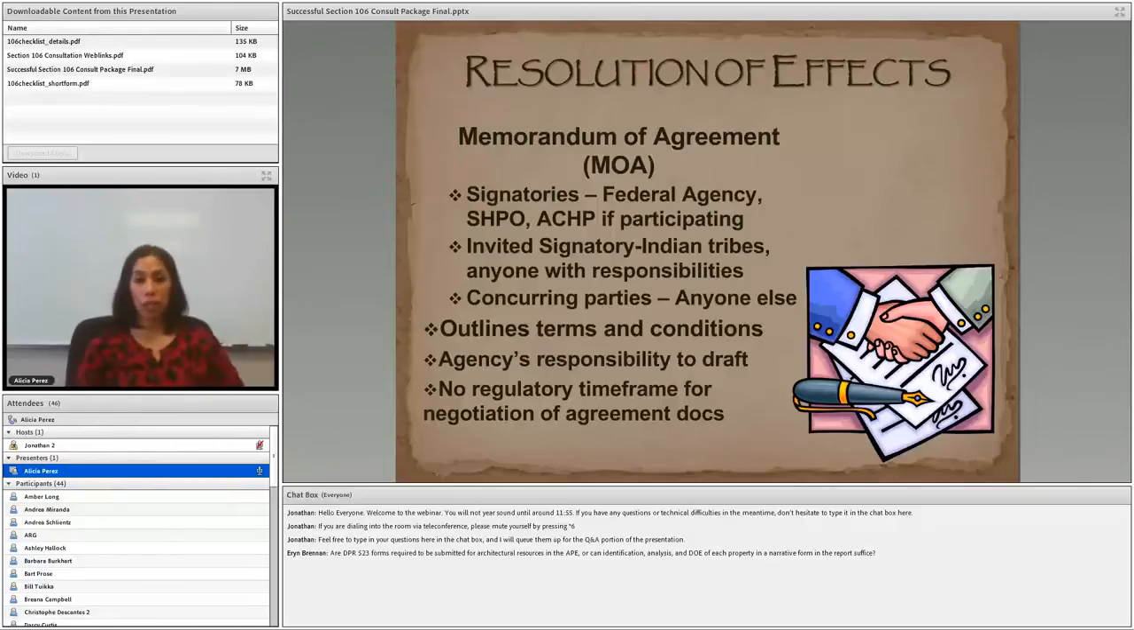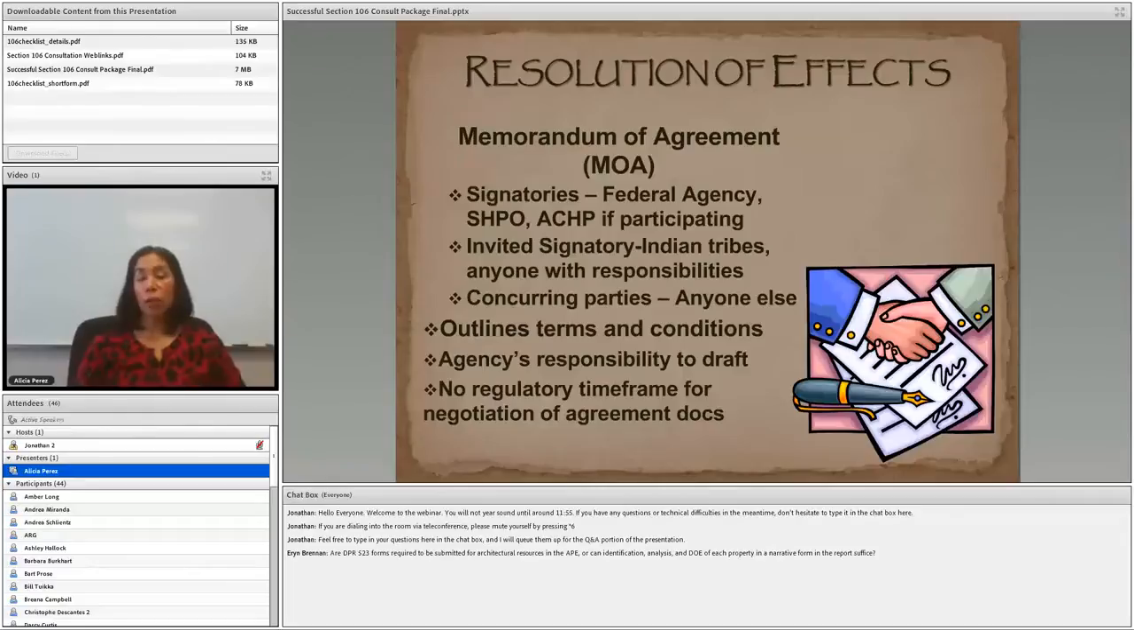Invited signatories can include Indian tribes, so again this is federally recognized tribes, and anyone else with responsibilities in the MOA. Other signatories could be concurring parties, so this is anyone else the federal agency wants to include in the MOA. So the MOA is going to outline the terms and conditions to either avoiding, minimizing, or resolving adverse effects. So this could be historic property treatment plans, archaeological treatment plans, discovery plans, or monitoring and avoidance measures.